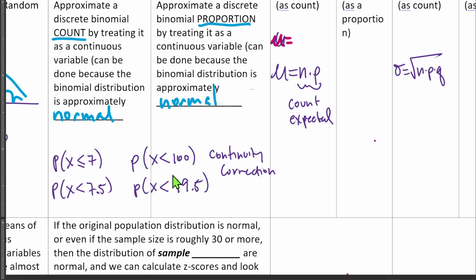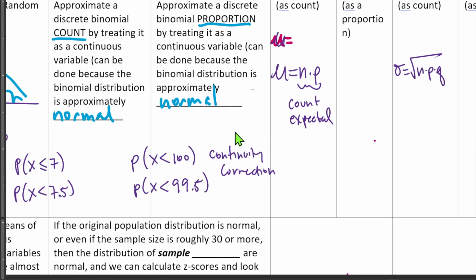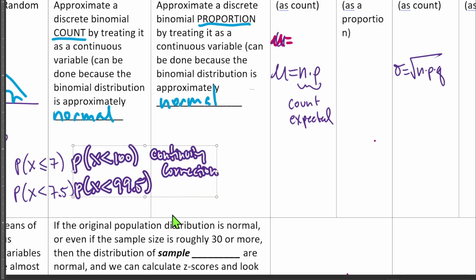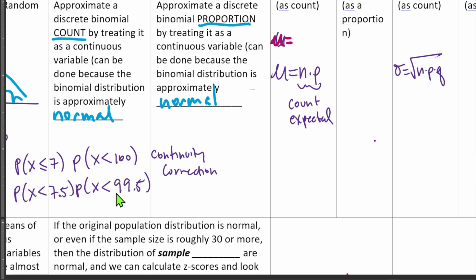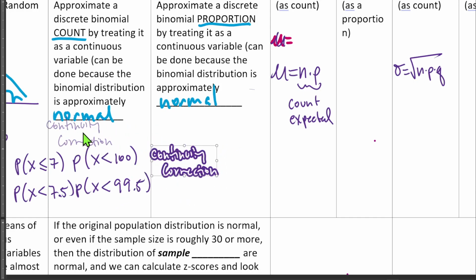Okay, that's when you're doing it as a count. So actually, move this over here, because those are when it's a count. This is called continuity correction.